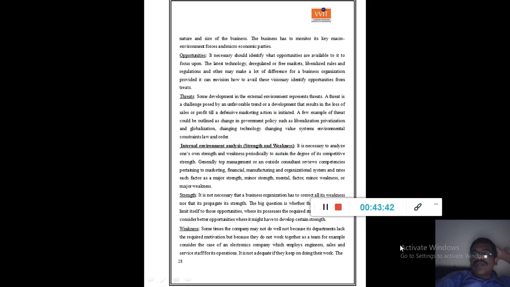And here the example has been given as a change in government policy. Sometimes if there is a change in government, there is a change in the policy, such as liberalization, privatization, globalization during 1990 by the then P.V. Narasimha Rao government. Changing technology, changing value systems, environmental constraints, law and order.